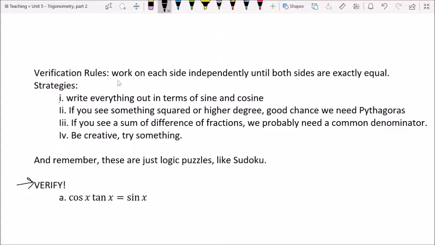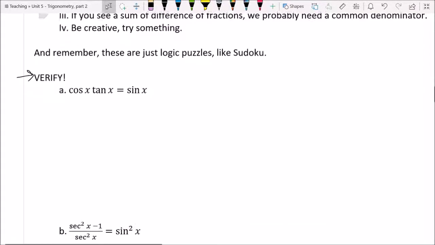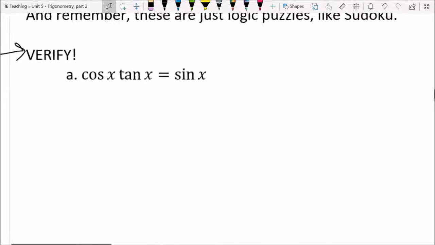The thing you need to remember is that we're going to work on each side independently, meaning we're not going to add things on both sides or subtract things on both sides. We're going to do that until both sides are exactly equal. Logically, it's actually kind of similar to simplifying, or at least the steps are going to feel that way. It's just that we have two expressions we're working with, one on the left and right. So that's going to look different, but logically it should feel pretty similar, I think.